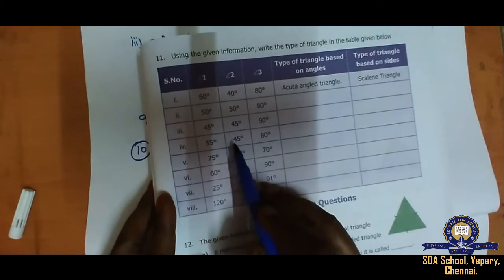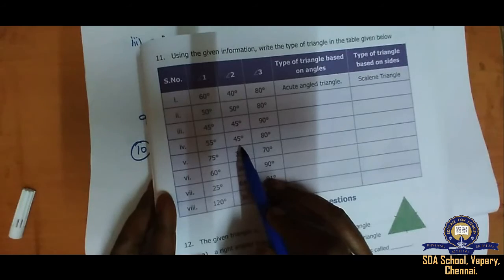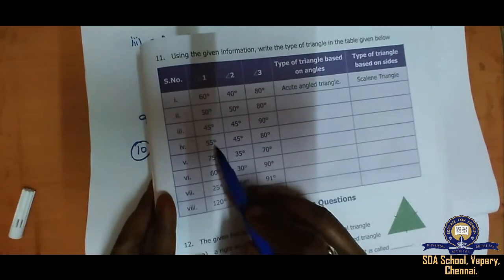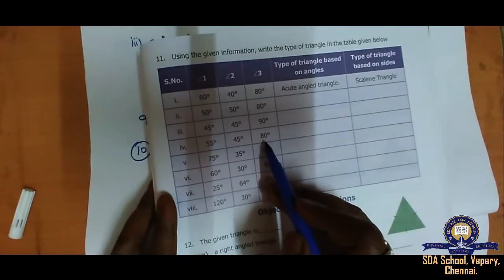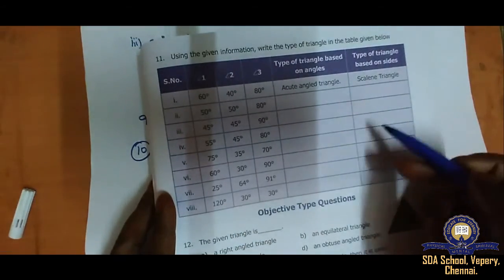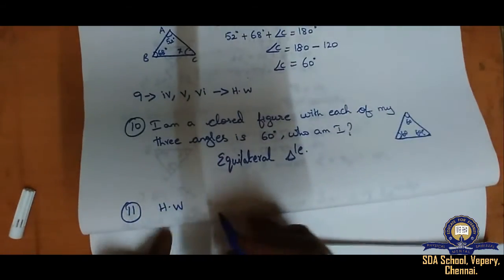Clear? 55, 45, 80 degrees. So it is less than 90, so it is an acute angled triangle. All the angles are different, then it is said to be a scalene triangle. Likewise, you complete this 11th sum in the textbook itself. Clear? 11th sum, textbook.